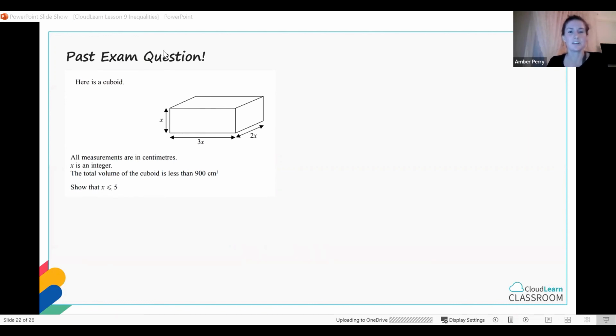So this one's a bit more tricky because you can't just form and solve an equation or an inequality here. We have to think a little bit more about what we're doing.